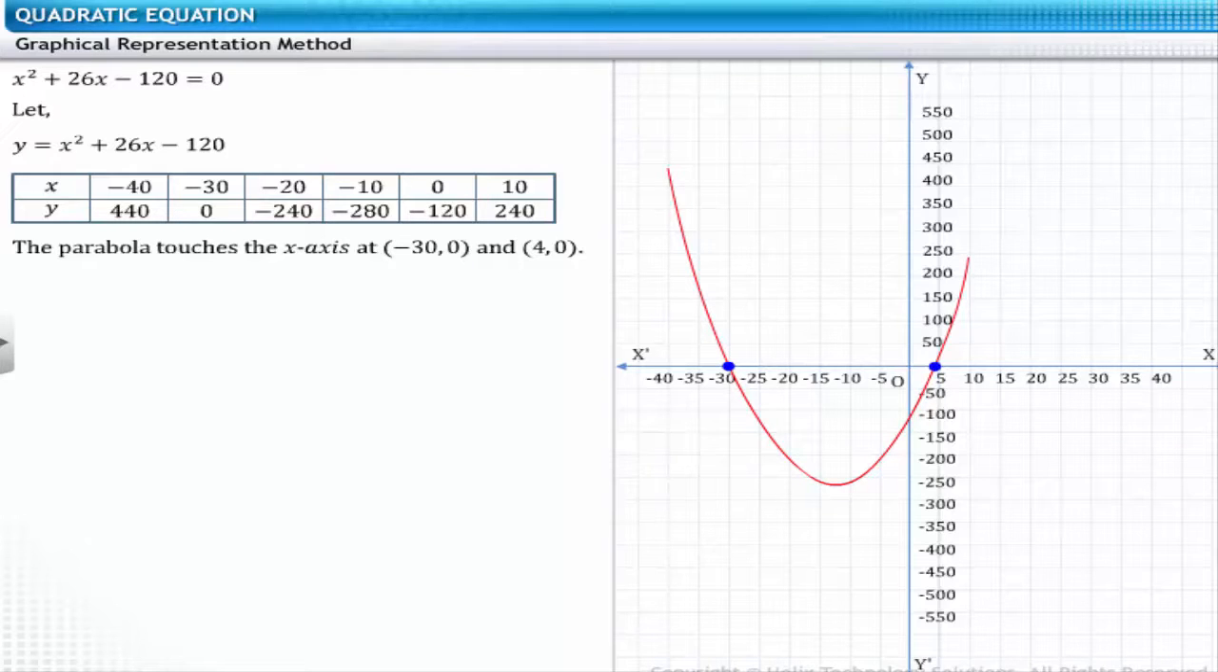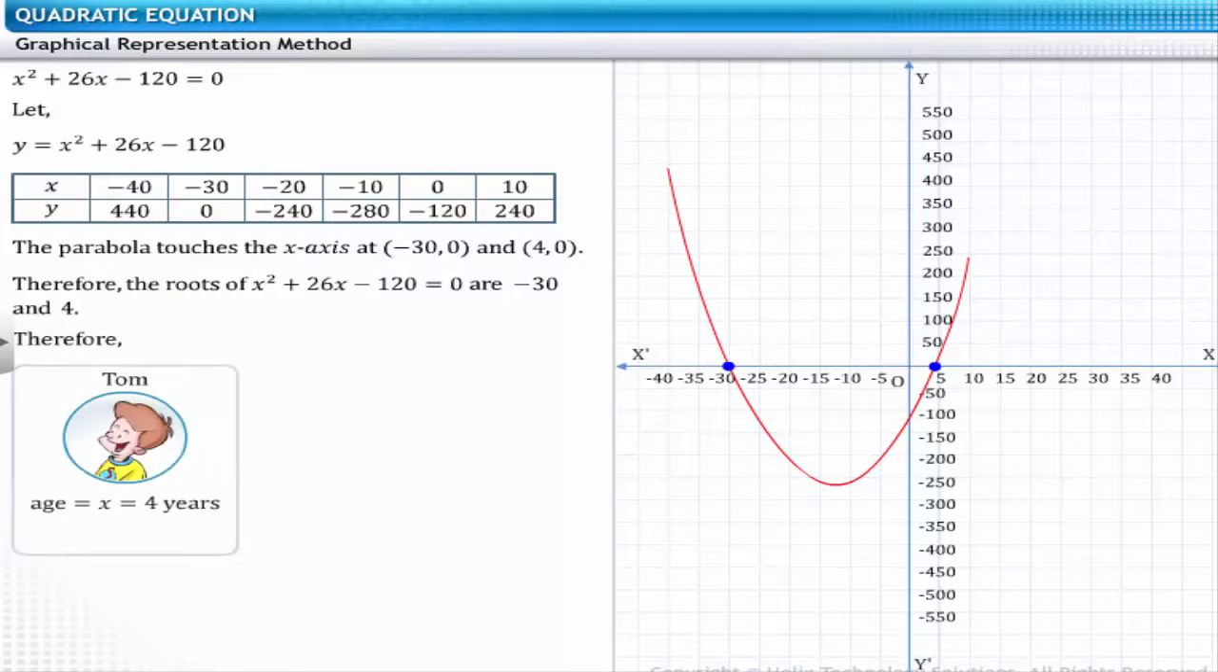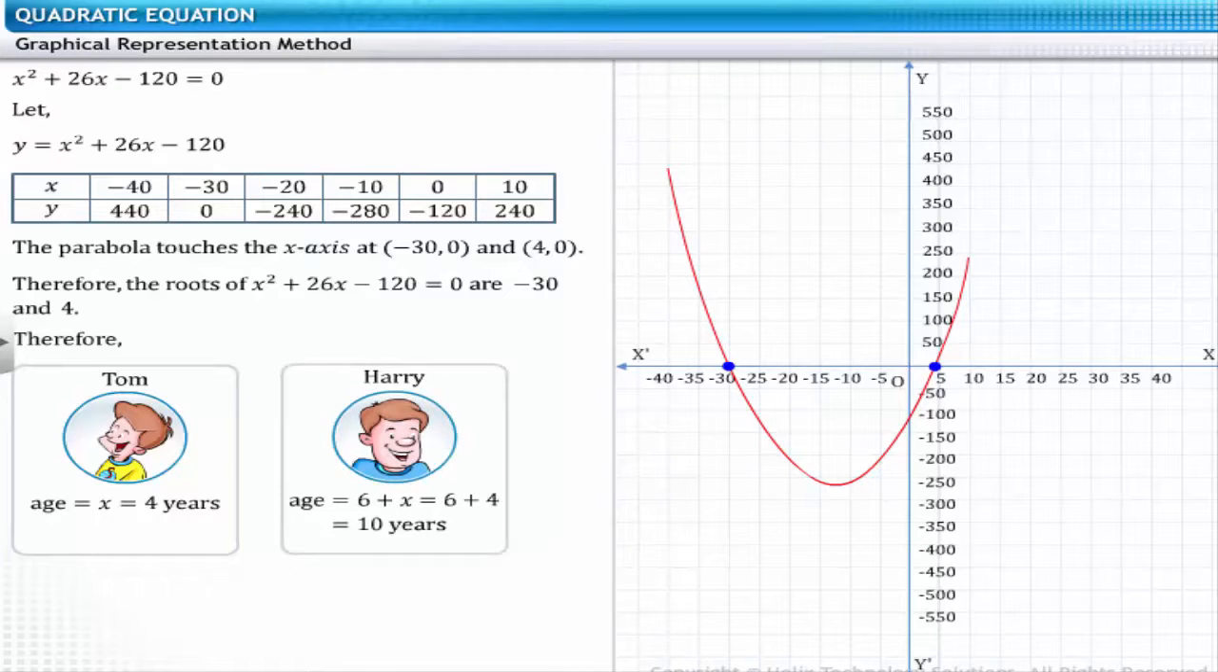Since this parabola touches the x-axis at minus 30 and 4, the roots of the quadratic equation are minus 30 and 4. Therefore, Tom's age is equal to x is equal to 4 years. Harry's age is equal to 6 plus x years, is equal to 6 plus 4, is equal to 10 years.